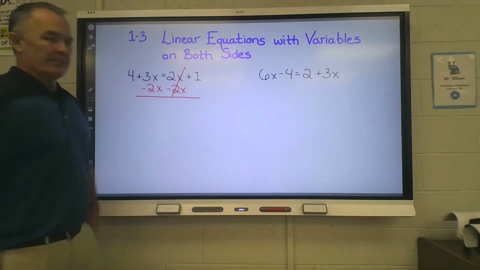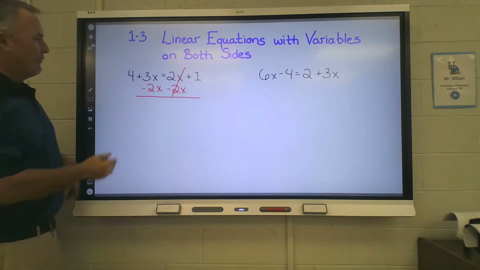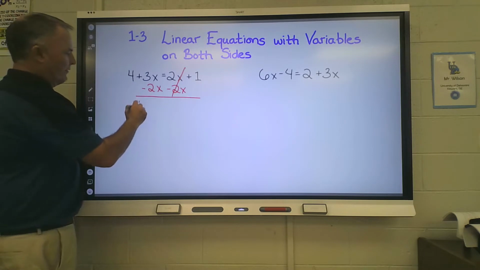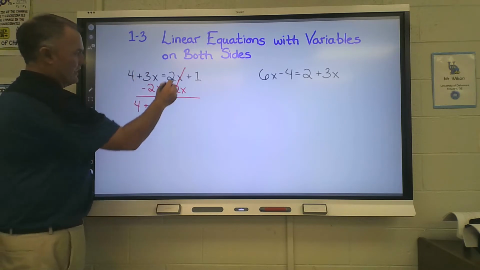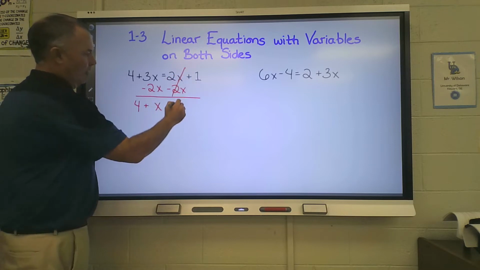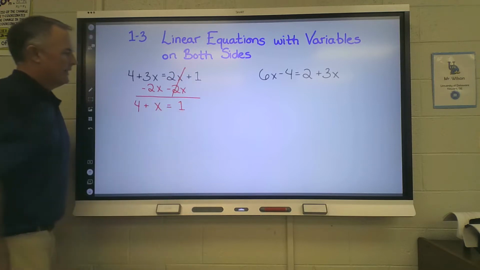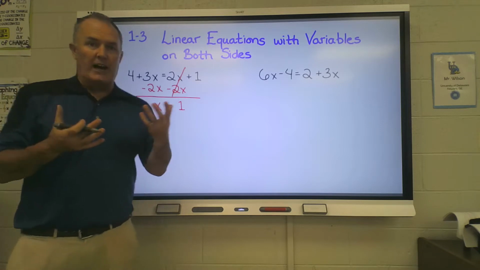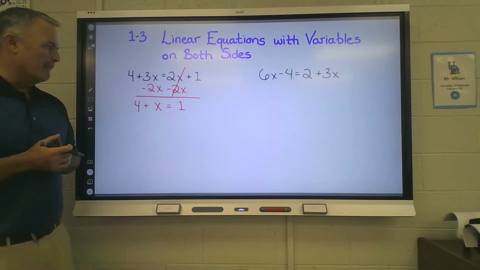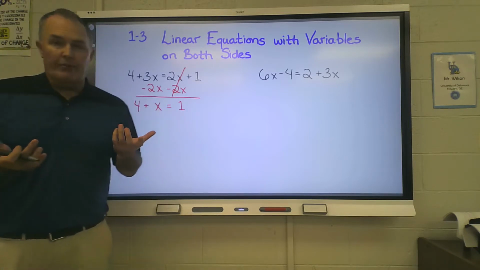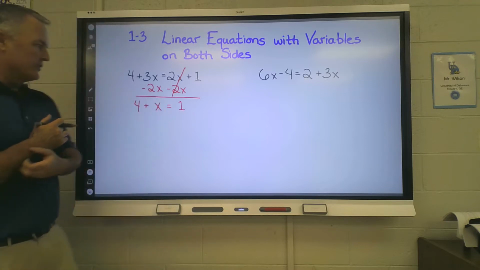That cancels out the 2x on the right. Now, if I write this out, I still have 4 out in front. 3 minus 2 is just a simple x. And then that's going to equal my positive 1 over here. So I've taken the variable on both sides and moved it over to just the one side. Now we're back to solving for a variable on one side of the equation.